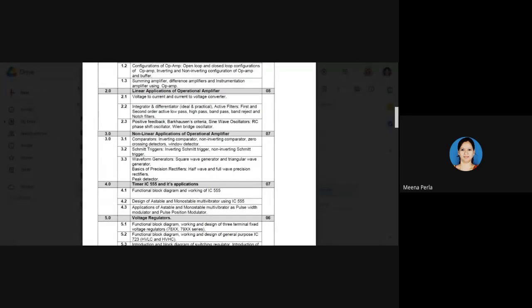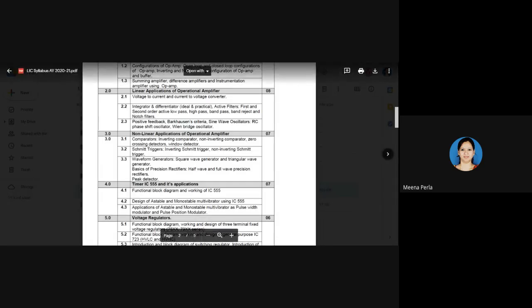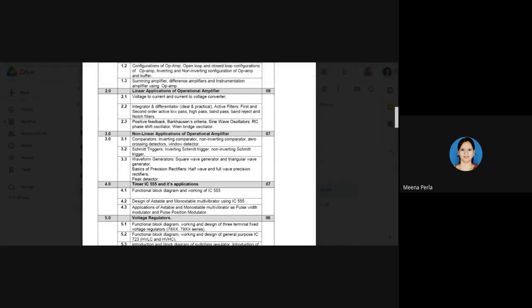Then the 3.3 part says we are going to study the waveform generators. So waveform generators means normally we are going to see the circuit which is going to generate the square wave or the triangular wave. So how the circuit needs to be designed to generate a square wave and a triangular wave, that we are going to see.